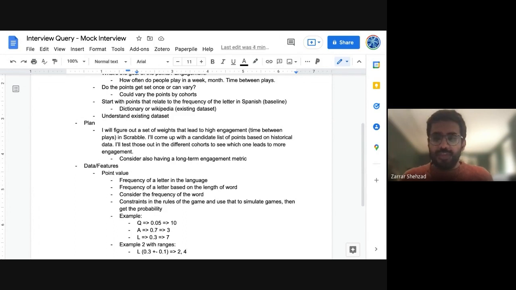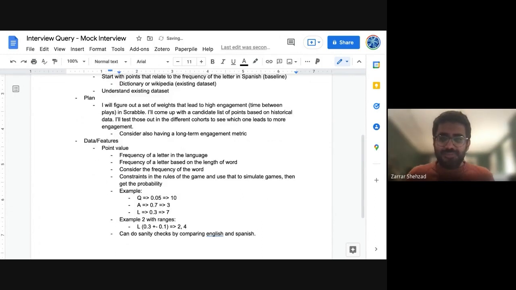But I think the other thing that I was saying would also be reasonable is you test the model from the ground up, like you do the same thing for English. So that could be another way. But yeah, I guess those are two good ways to do sanity checks. Summary of what we said.